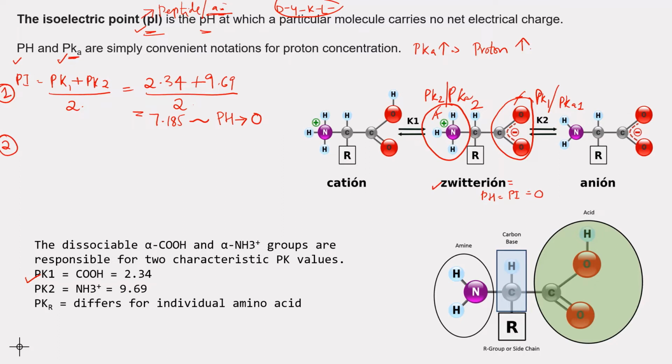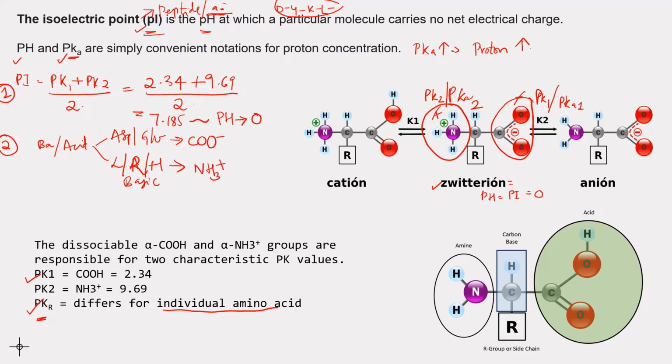We have some other group called pKr, and pKr refers to the charge on the individual amino acid. Consider amino acids such as basic amino acids or acidic amino acids, such as aspartic acid or glutamic acid, and also lysine, arginine (R), and histidine. All these have some functional groups. Because these are acidic, they have a COO minus functional group, and the basic ones have an NH3 functional group.